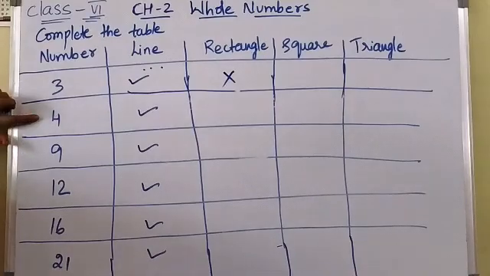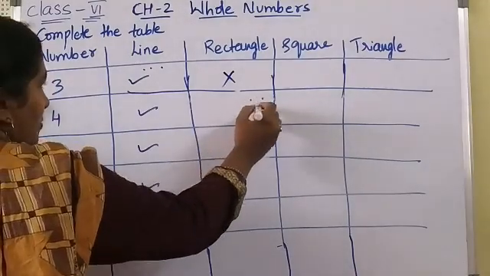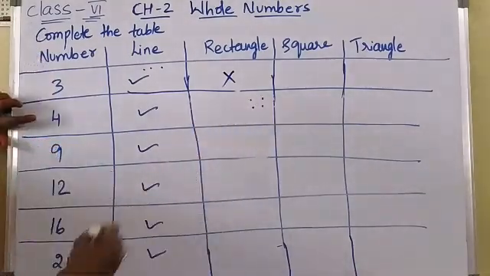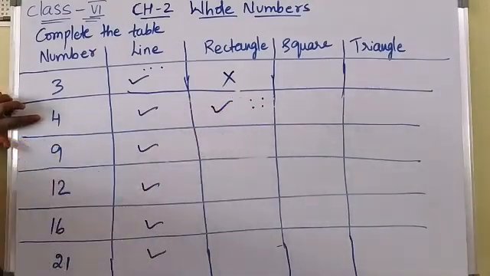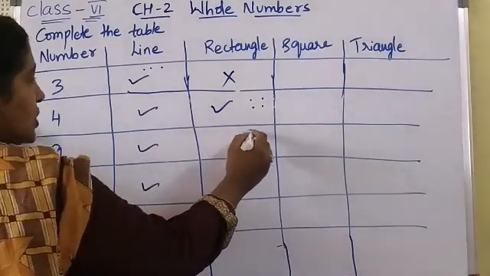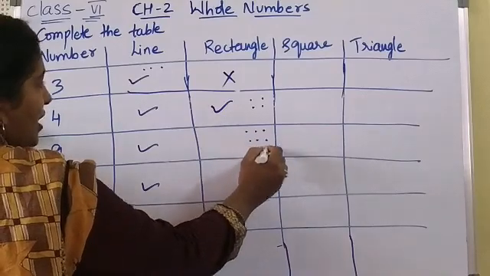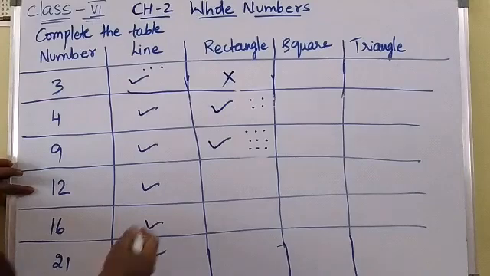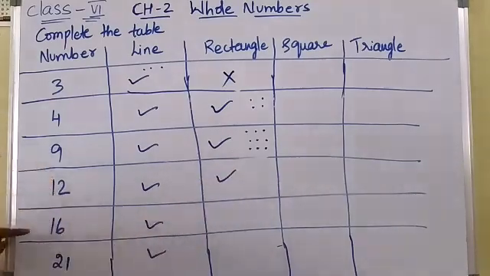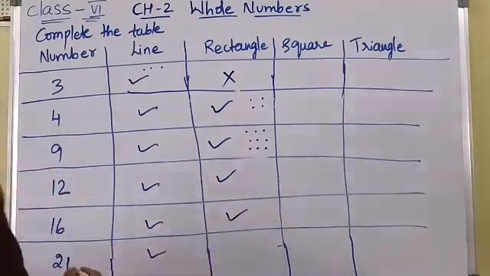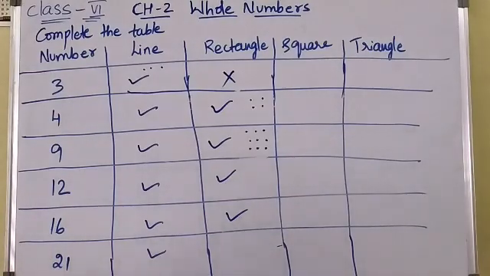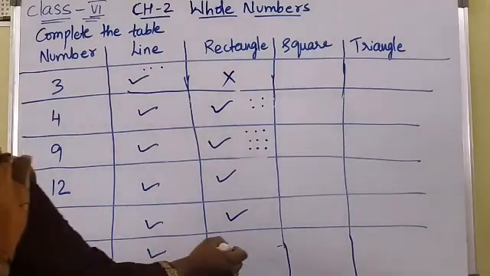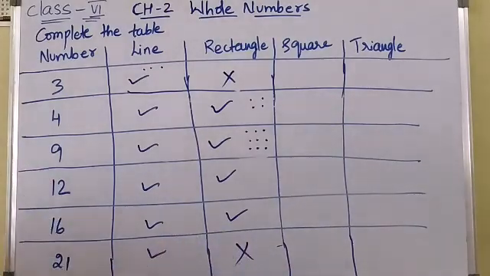Coming to 4. Yes. 4 is a square number and also an even number, so it can be represented as a rectangle. Coming to 9. 9 is also a square number, so it can be represented as a rectangle. And 12 is an even number, yes, represented. And 16 is also an even number. And what about 21? 21 is not an even number and not a square number either, so 21 is not represented as a rectangle.